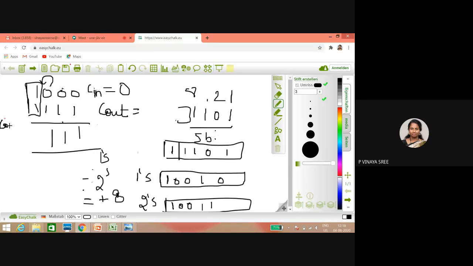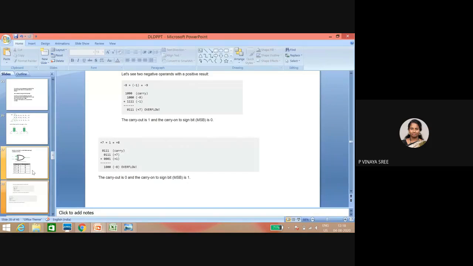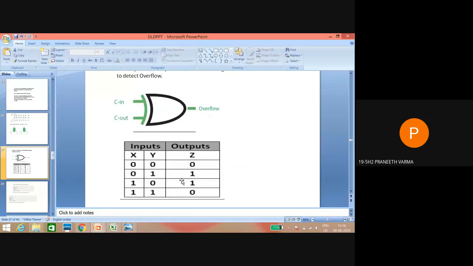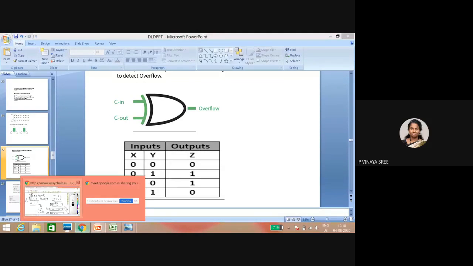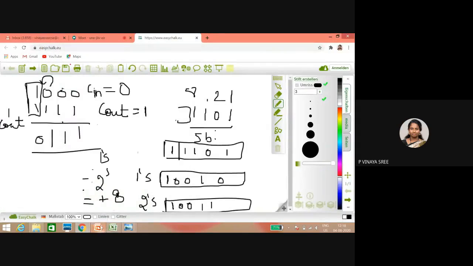Coming to the carry out, 1 plus 1 gives 1. The carry out is 1. According to the XOR gate, if both inputs are different, the output is 1. Yes, we got 1.